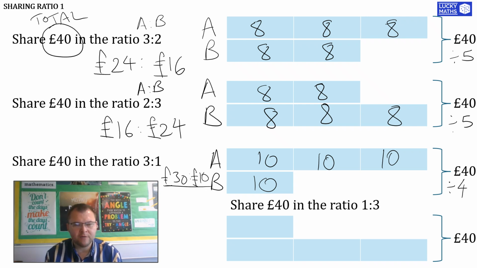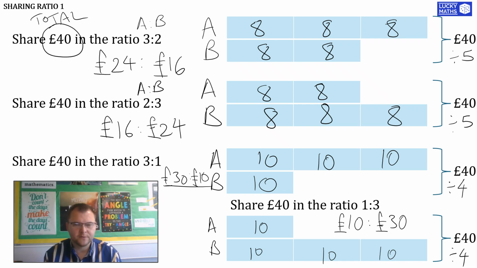And if we turn that around, because again we've got the same numbers but just the opposite way round, to show you why you've got to be very careful with ratio, because the order matters. This time it's £10 first, because that's the 1 share.